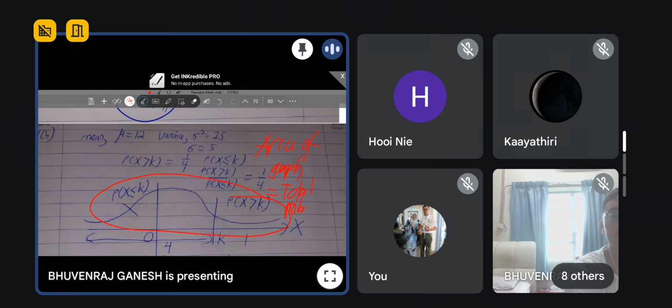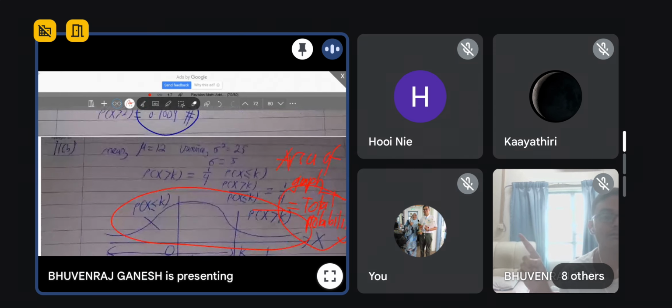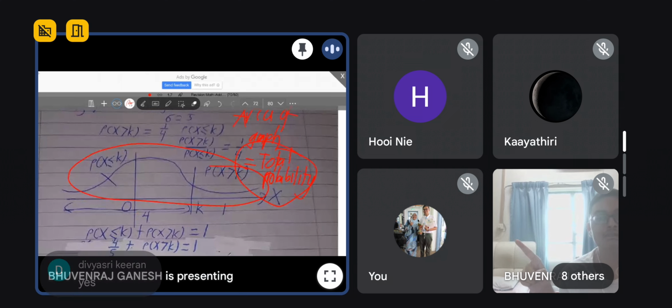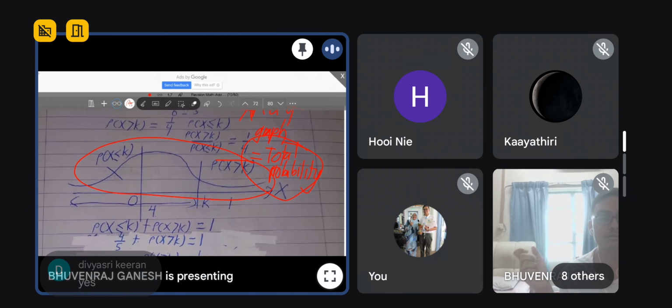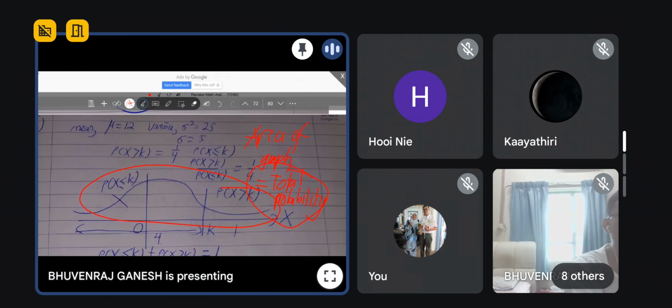So our total probability guys, berapa jumlah kebarangkalian yang kamu pernah belajar? Yang nilai yang paling tinggi in probability. It should be 1. Am I right? 1 means 100% chance it will happen. Maksudnya confirm akan berlaku. So means that if total probability is 1, area under graph is also 1. Based on the concept, luas bawah graph sama dengan jumlah kebarangkalian. Okay, so that's why your area under graph is 1.